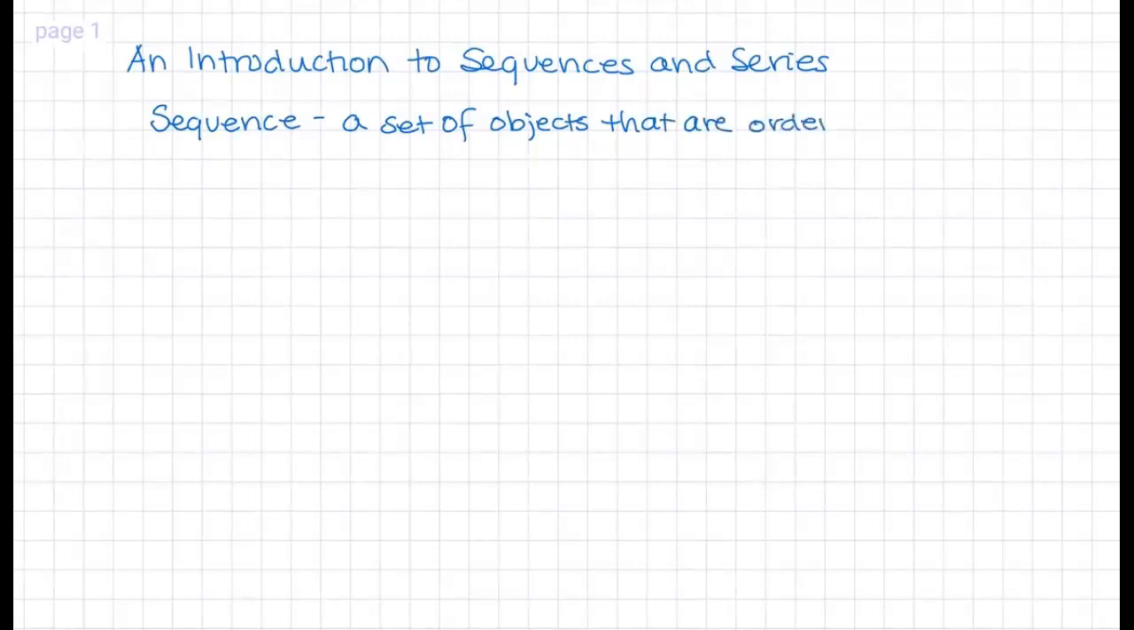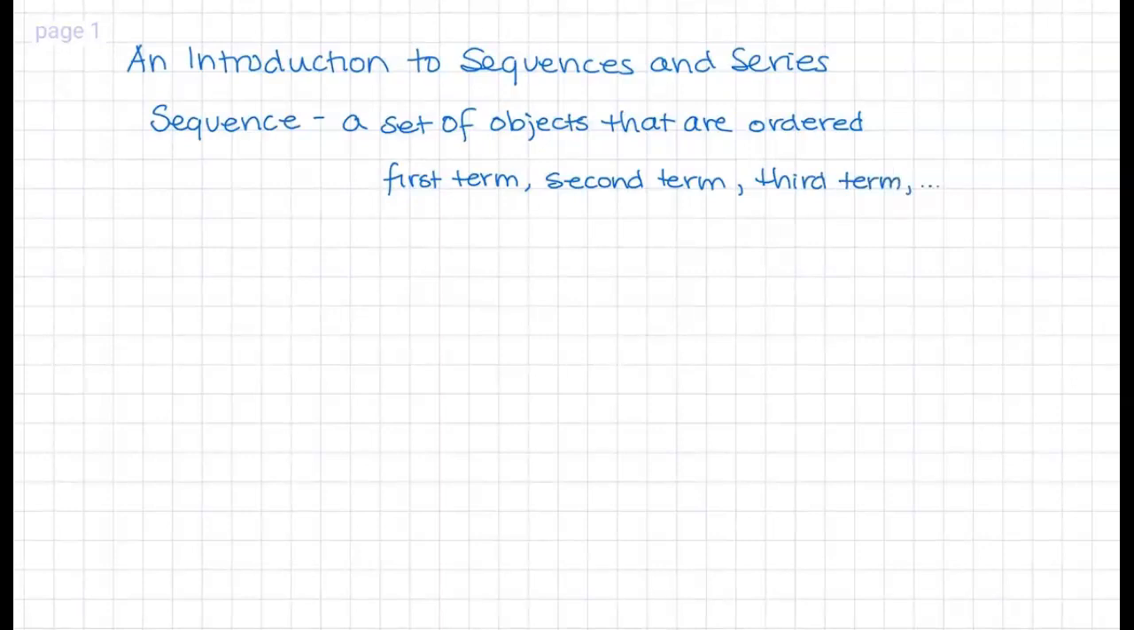So what do we mean by that? Well, when we say that they're ordered, that means order matters. So each object has a certain place in the list. You have a first term, a second term, a third term, and so on. Each object is actually called a term. And like I said, they have a position, they have an order.